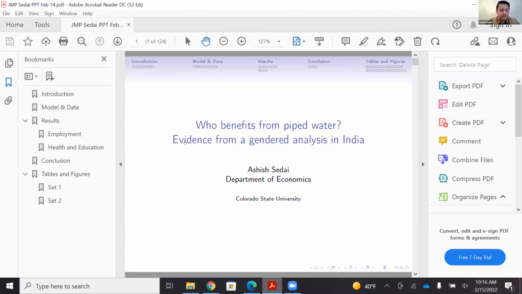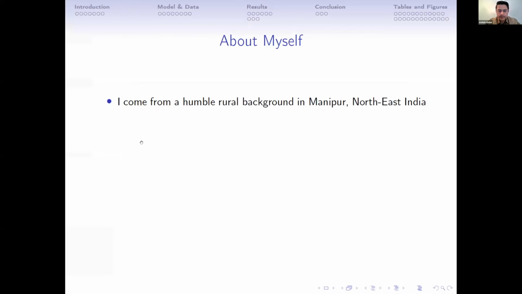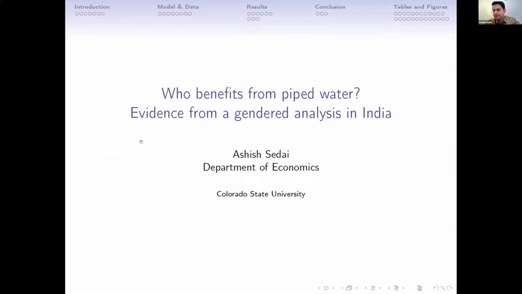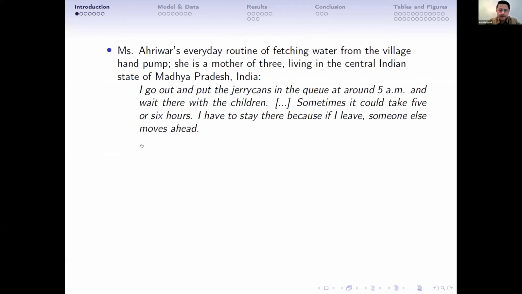I cannot start screen share while the, okay, now I should be able to do that. Okay. I hope that you're able to see my screen now. Okay.